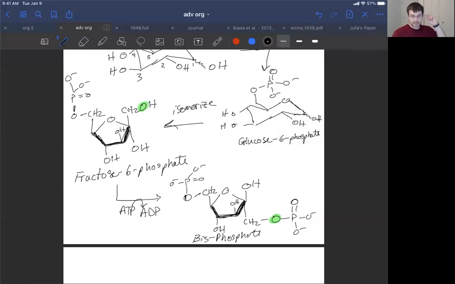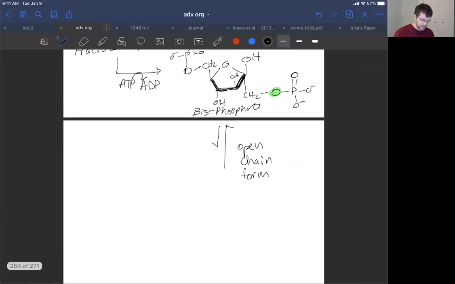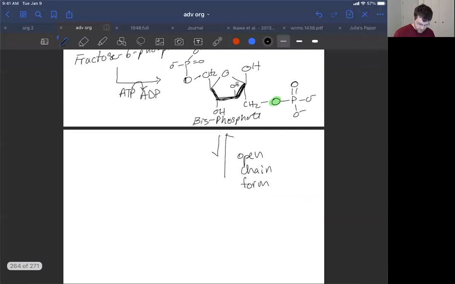Now, the addition of that second phosphate triggers what's called a retro-aldol reaction. So what I need to do is go back to the open chain form, because I'll be able to better see what's happening here. In the open chain form, I'm going to show this as a Fischer projection, which has all of my crosses and that sort of thing. I realize that's a bit annoying.